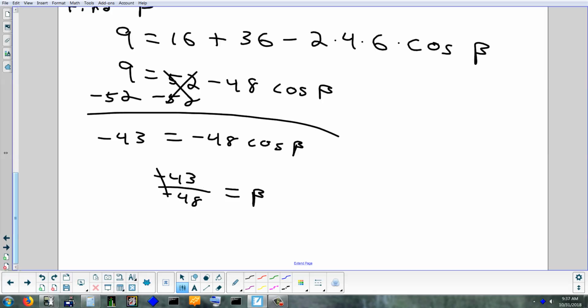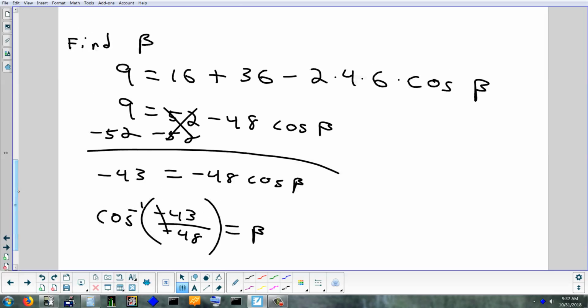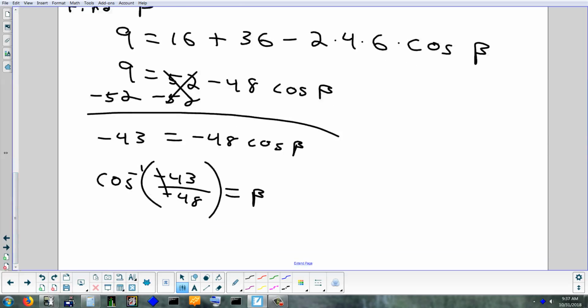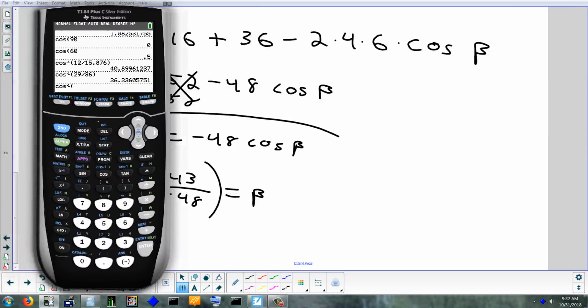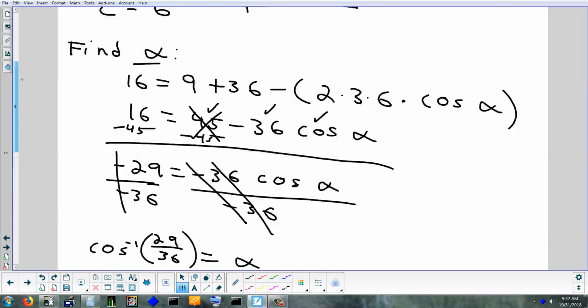And I still have to deal with the cosine, so I'm going to do the inverse. So take the inverse cosine, and there's our answer. So you can really shorten this up. Like I did that whole thing in like 4 steps. Okay, if you want to write every step out, you'd probably have like 8 or 9 steps. Okay? But you can shorten it. So inverse cosine of 43 divided by 48. So beta is 26.384.